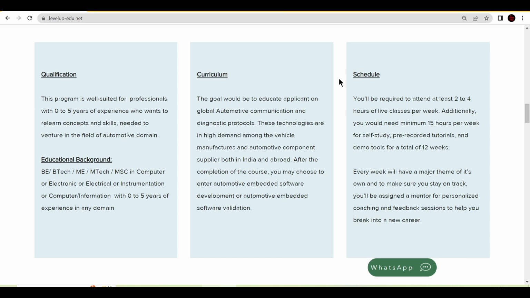And then you have pre-recorded tutorials and demo tools for a total of 12 weeks. Every week, you will have a major theme of its own, and to make sure that you stay on track, you will be assigned a mentor for personalized coaching and feedback sessions to help you break into a new career. So you will be getting a mentor for personalized coaching and feedback sessions.